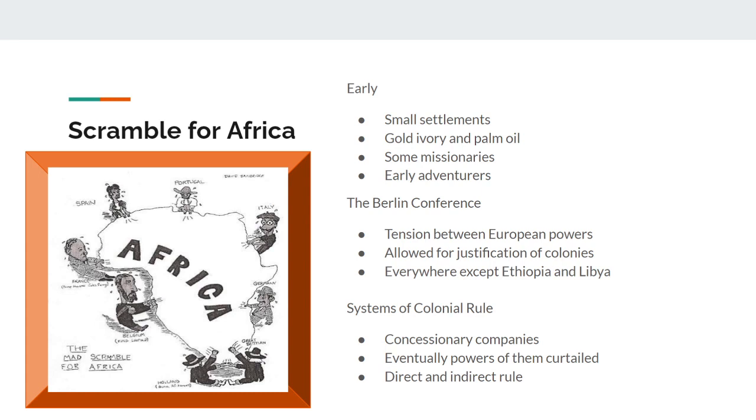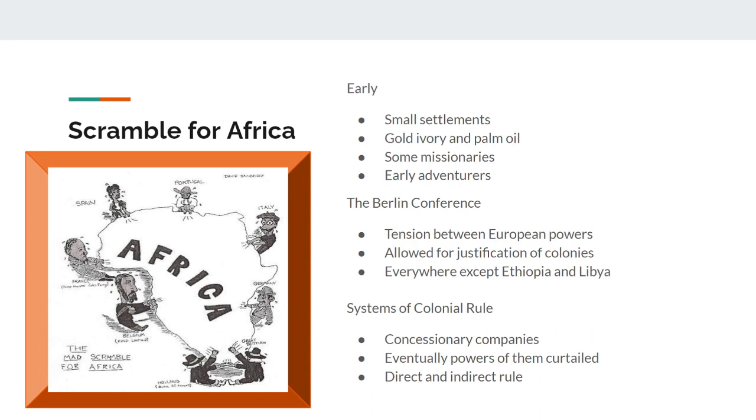Scramble for Africa. Early on, it had started as small settlements which would trade small amounts of gold, ivory, and palm oil as it started to become more of a commodity in Europe. There were some missionaries trying to convert native peoples, and early adventurers who would go in to explore.